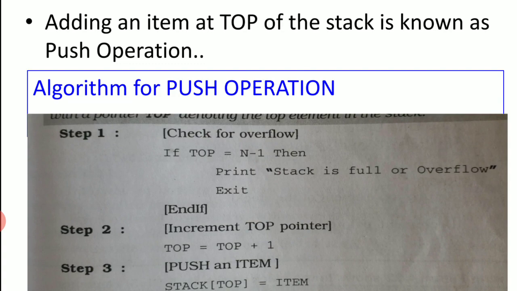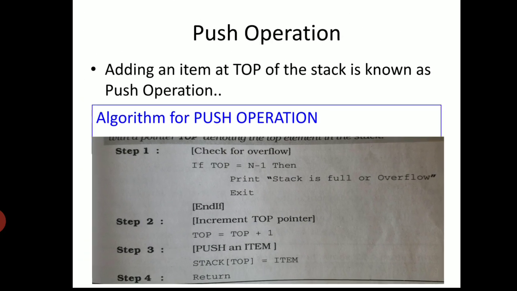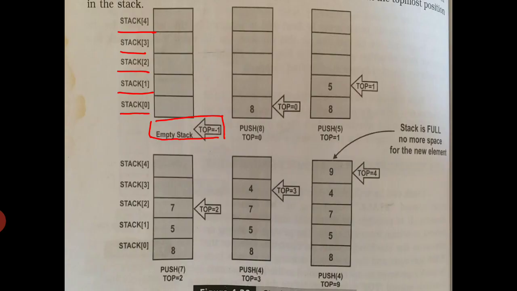And after that, let's concentrate on the third step also. In the third step, stack of top equal to item. We can add any item. That item value depends on the user. You can add any value from the command prompt, and that value will be stored at the stack of top.